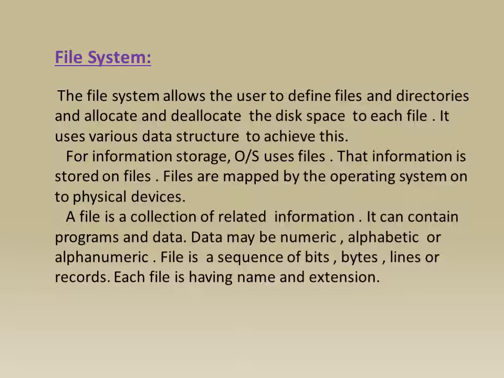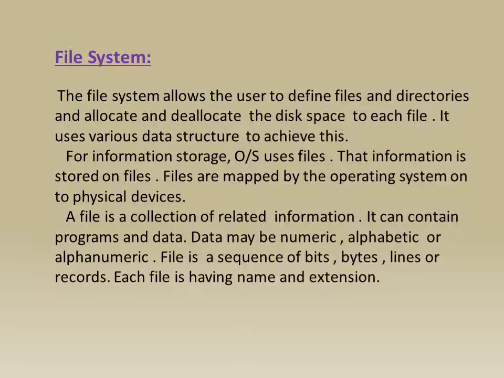A file is a sequence of bits, bytes, lines or records. Each file has a name and extension. To store a character, it requires bits. To store a word, it is a combination of bits, that is, bytes. One line is a combination of words, and one record is a collection of lines. So it is a sequence of bits, bytes, lines or records.